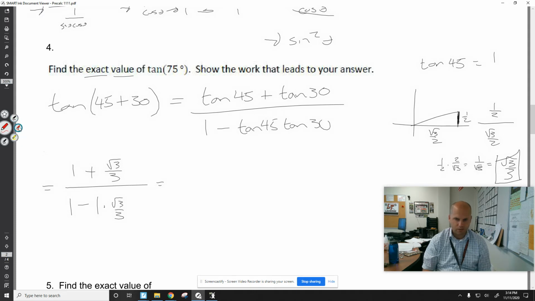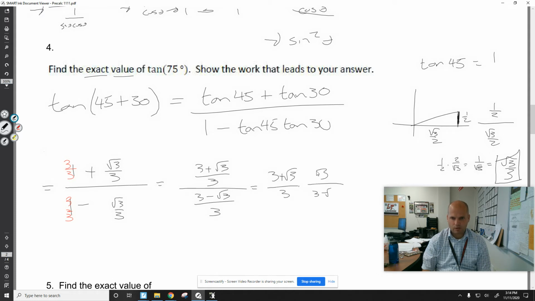I kind of want to simplify this more. I'll turn this into 3 over 3, giving me 3 plus root 3 over 3 over 3 minus root 3 over 3. Right? That 1 just goes away. And what I notice is I got 3 plus root 3 over 3 times 3 over 3 minus root 3. The 3's cancel. I get 3 plus root 3 over 3 minus root 3.